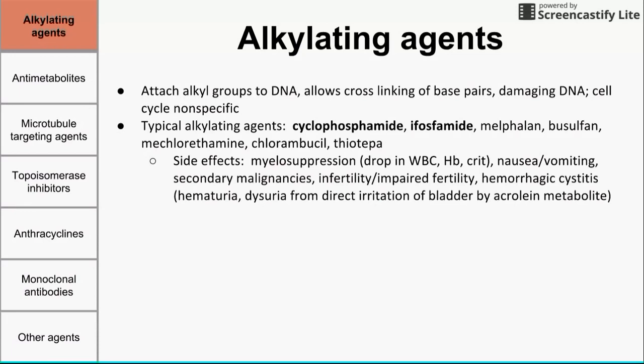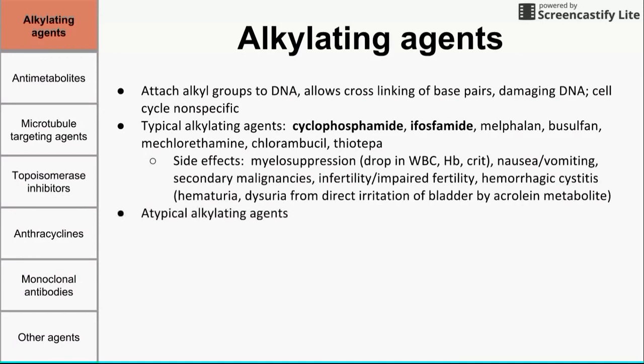We have myelosuppression, which means a drop in white blood cells, a drop in hemoglobin, and a drop in the crits. We have nausea and vomiting. That's the big one. Everybody's scared of nausea and vomiting when getting chemo. We have secondary malignancies, we have infertility, and hemorrhagic cystitis, which is a problem with the kidneys. You get blood in the urine and you have pain with urination. It's caused by the irritation of the bladder from the acrolein metabolite.